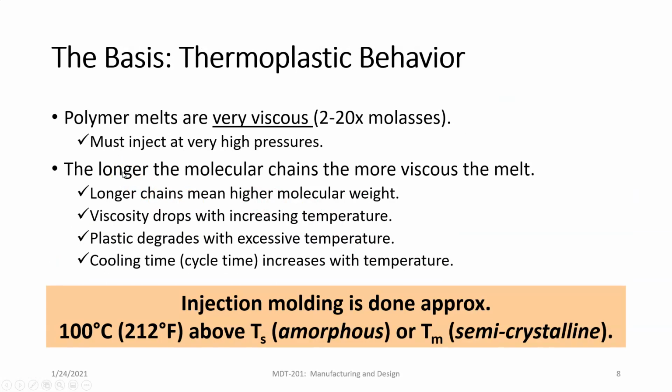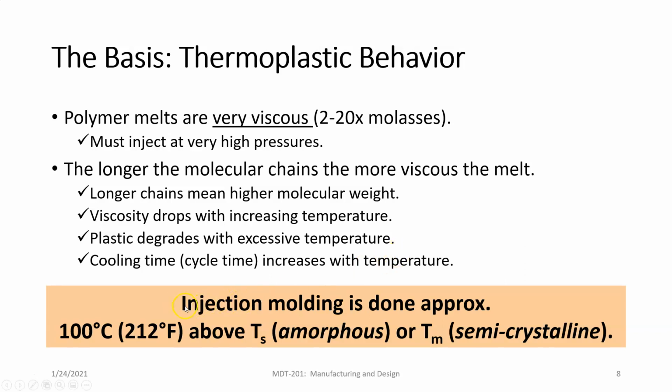So longer chains means higher molecular weight. Viscosity drops with increasing temperature. So that means you heat it up more, you're going to get lower viscosity. But obviously when you heat it up more, that requires more energy, more time. So there are trade-offs there. And of course, you can degrade the plastic if you heat it up too much. Even though it's a thermoplastic, you can't heat it up too much. And then obviously cooling time also increases with temperature. So you heat it up high, it takes more time, it takes more energy, and then it takes more time for it to cool down.